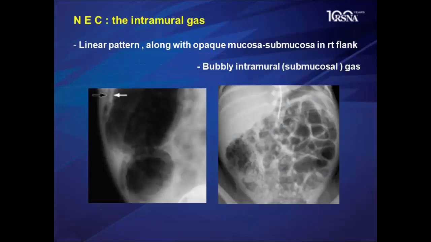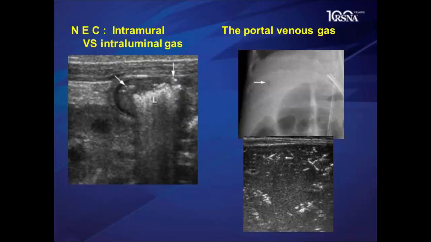Here one will look for the intramural gas. They are nice examples of linear pattern of intramural air here, and here it's a more bubbly appearance. In this baby that young, it's not feces with air mixed, but this is suspicious for the submucosal gas in all the circumference of the wall of the bowel loops.